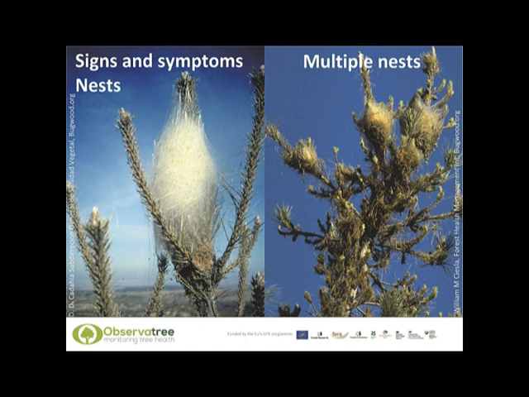So here on the left-hand side, you can see a fairly fresh nest. It's very white and clean looking and easy to see. There can also be several nests in one tree, and you can see that here on the right-hand side. And here also you can see some very severe feeding damage.